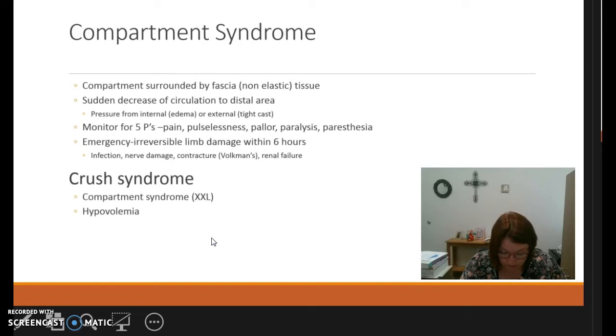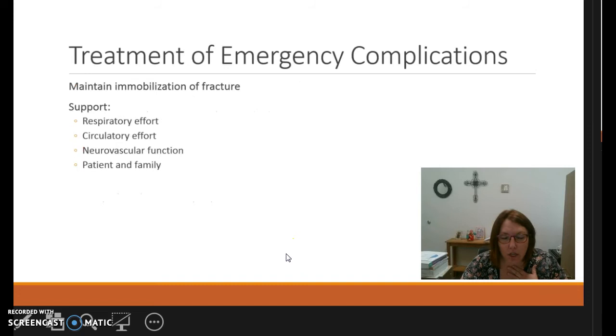These are some of the things that can occur with compartment syndrome. They typically are going to do surgery and perform a fasciotomy on these patients to try to relieve the pressure, where they make a surgical incision through the tissues. And again, our job is to be assessing for these potential complications as they occur.